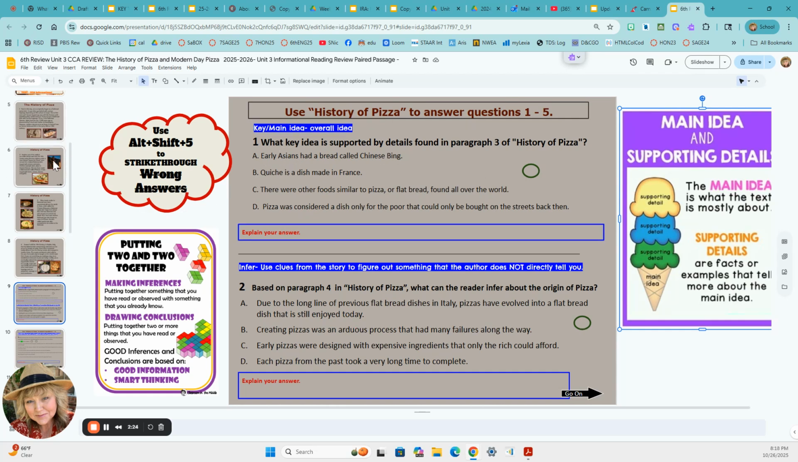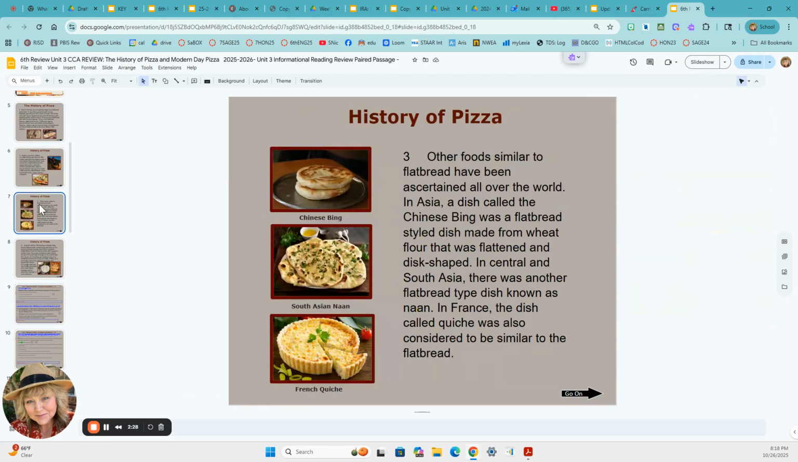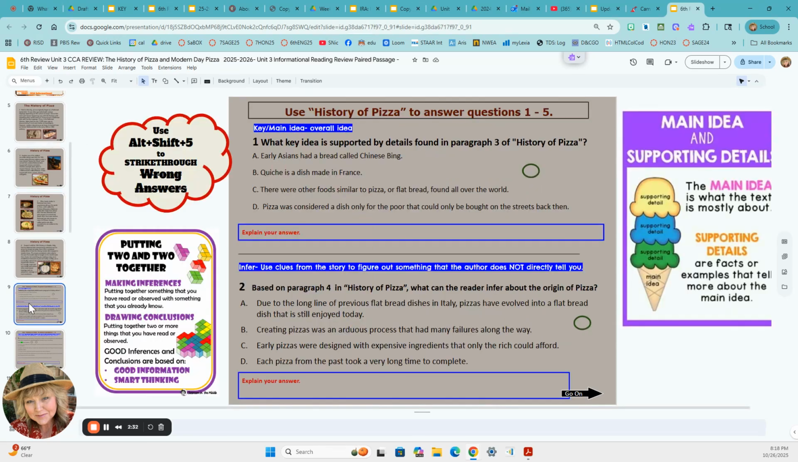Go back to the original passage. You have to go to paragraph 3 in order to answer this question. So what key ideas are supported by details found in paragraph 3? You reread it, and then you read through all of your answer choices. And once you know your answer, you should be able to use this circle to make your choice A, B, C, or D.